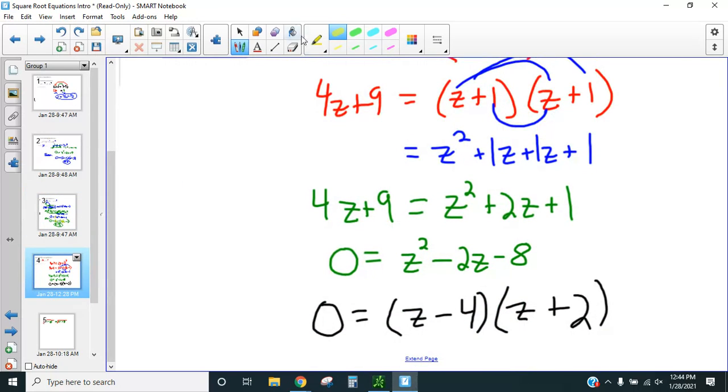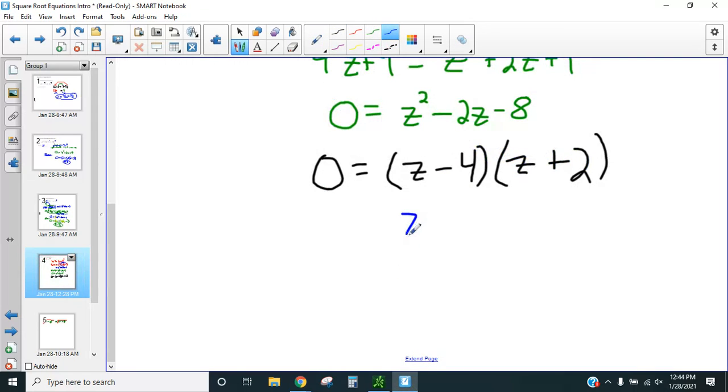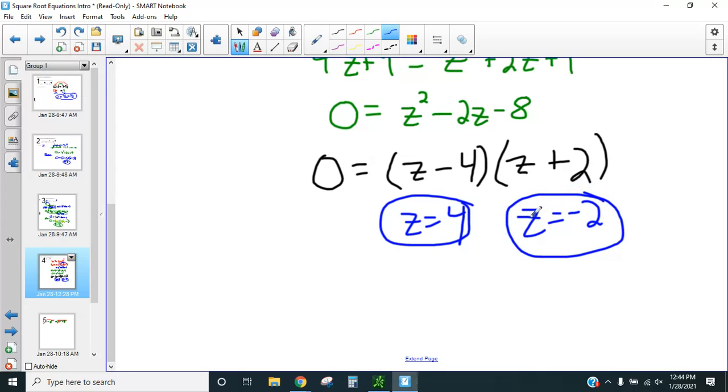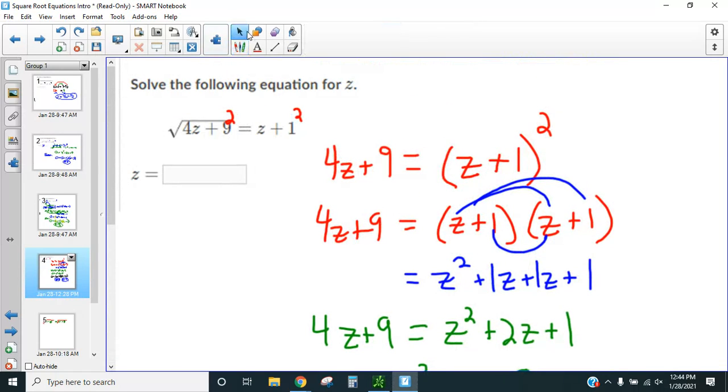Let's finish it up. There's 2 possible answers here. One of the possible answers is 4. Remember, it's the opposite. Another one of the answers is negative 2. How can we check to see which one of these is actually correct? Plug it back in. All right, so we're going to plug in 4 and -2 into the original question up here. I'm going to plug in 4, and I'm going to plug in -2. Here we go. Let's do that.